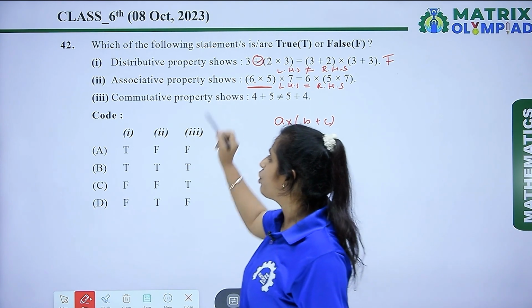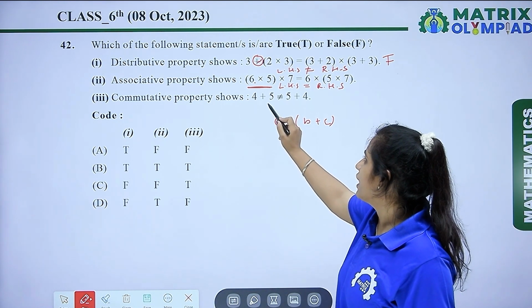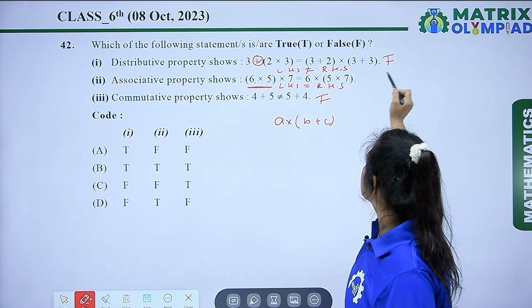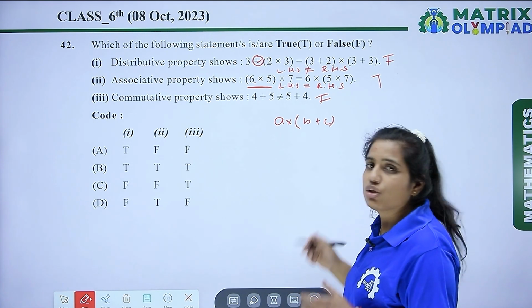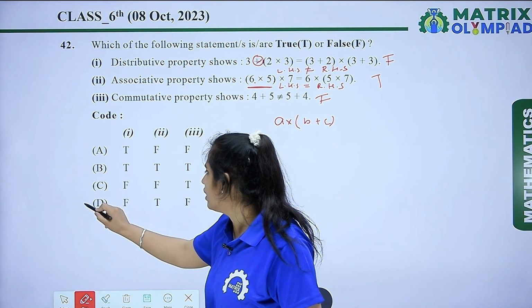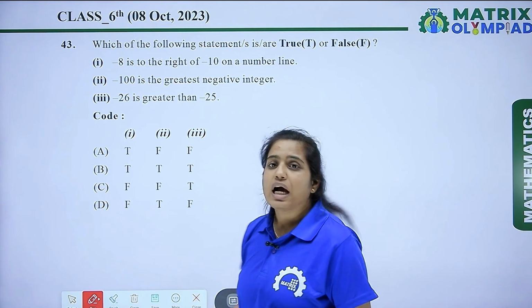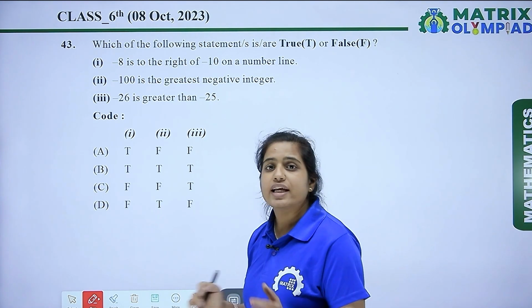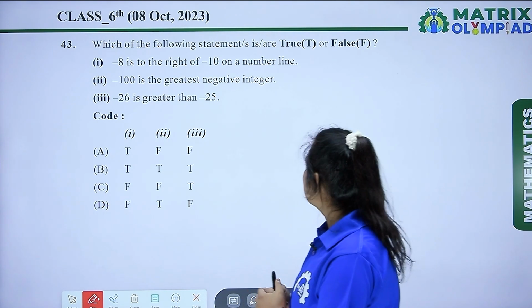नाउ हियर कम्यूटेटिव प्रॉपर्टी की अगर बात करें तो यहाँ पर आ जाएगा 4 plus 5 is 9 and 9 is not equal to 9. तो ये क्या हो जाएगा? False. It means first statement is false, second is true and third is false. False, true, false. Now here according to question, here option D is the correct answer. Now the next question. Next question is 43. In this question, again we have to find out which statement is true and which statement is false.